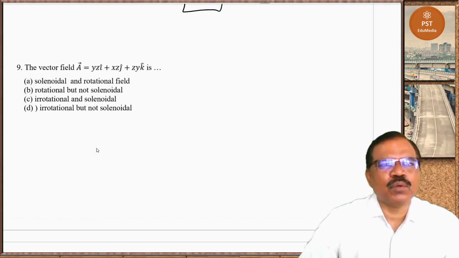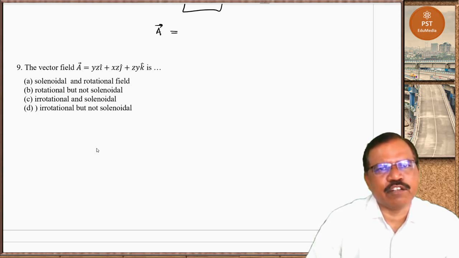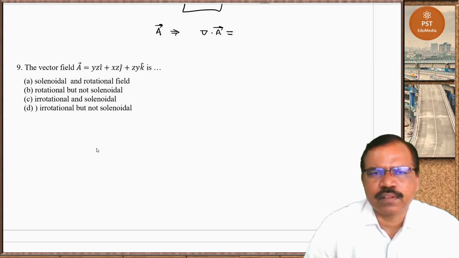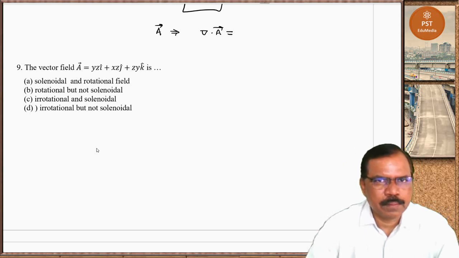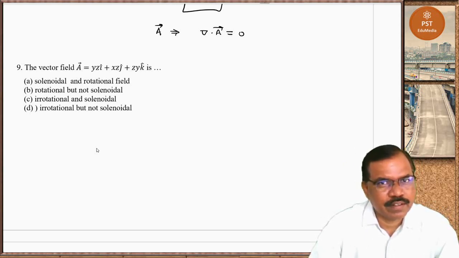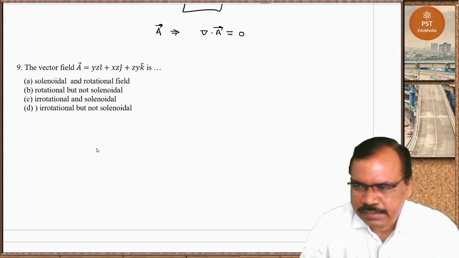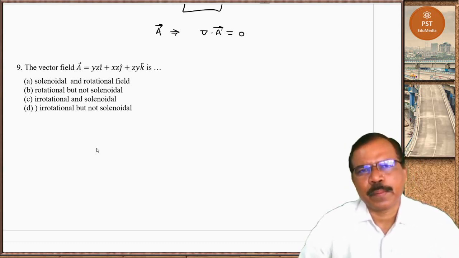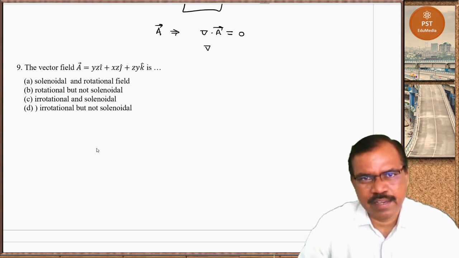Now here, suppose A is a vector field. It is said to be solenoidal when del dot A is equal to what? 0. So for a solenoidal field, del dot A is 0. And for an irrotational field, the cross product, del cross A, will be equal to 0.